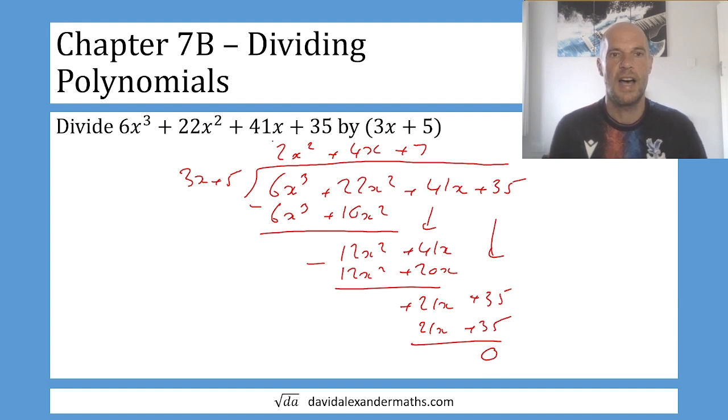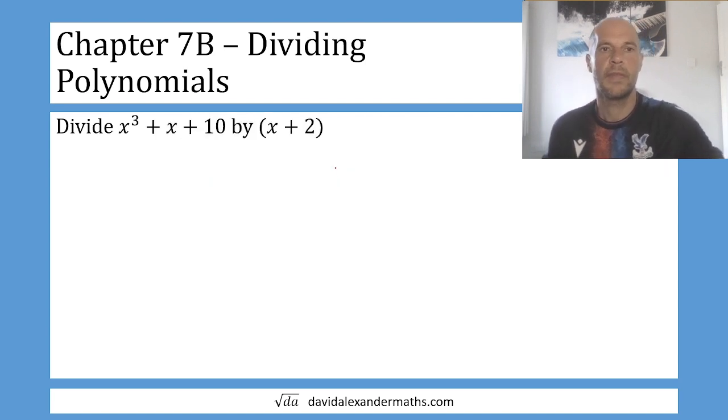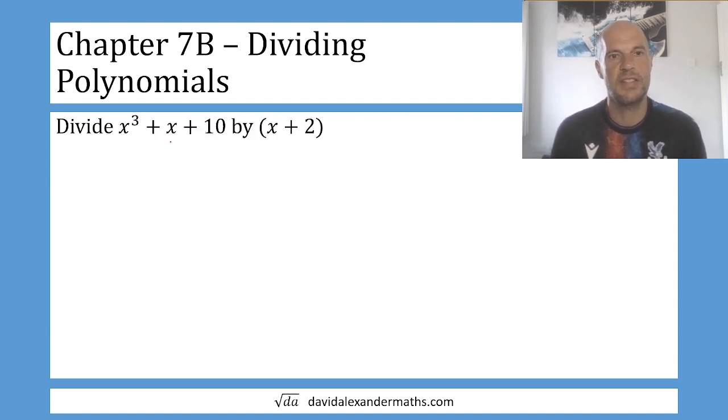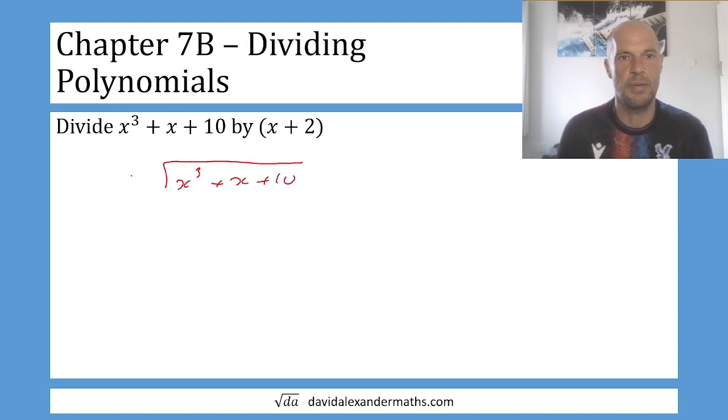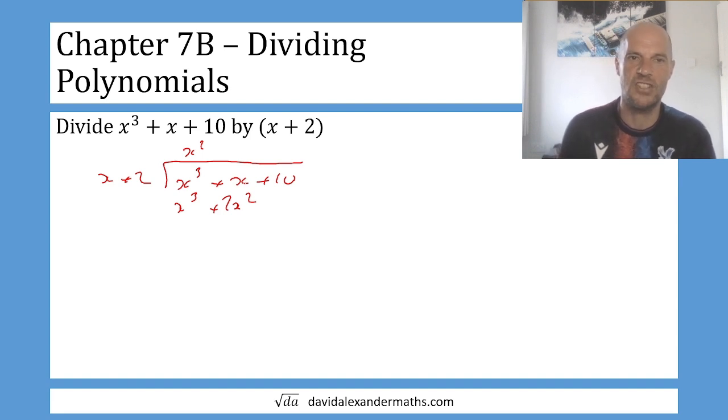So it divides. When you divide 6x cubed plus 22x squared plus 41x plus 35 by 3x plus 5, you get 2x squared plus 4x plus 7. Okay, so here we're dividing x cubed plus x plus 10 by x plus 2. What a lot of people will do, they'll set it out like this, and you'll quickly see what the problem is. x cubed divided by x is x squared. x squared times x is x cubed. 2 times x squared is 2x squared, and we need to do a subtraction, but we can't really do a subtraction because you can't take x squareds from an x.